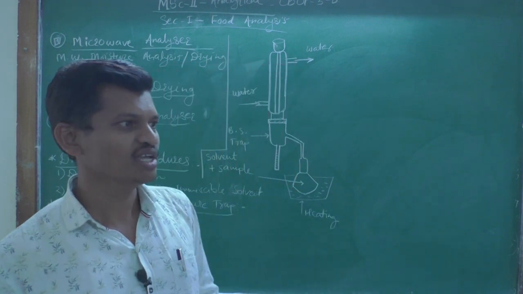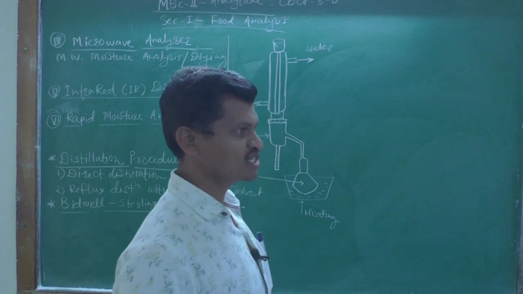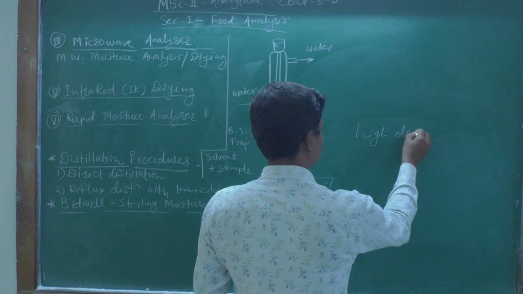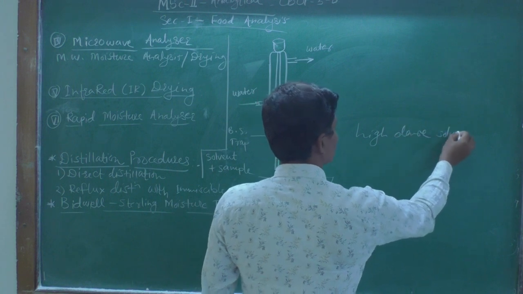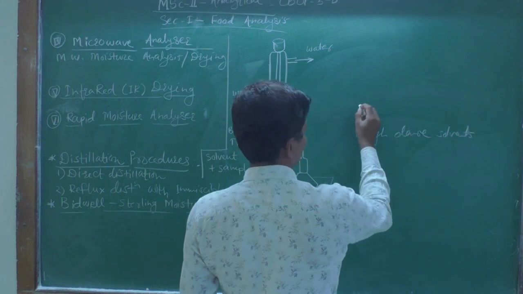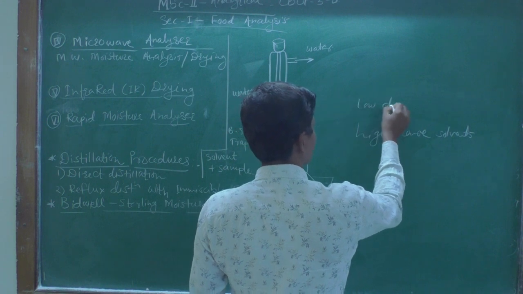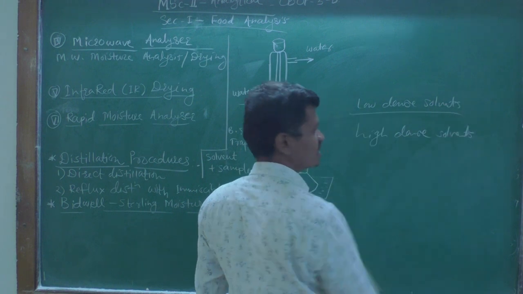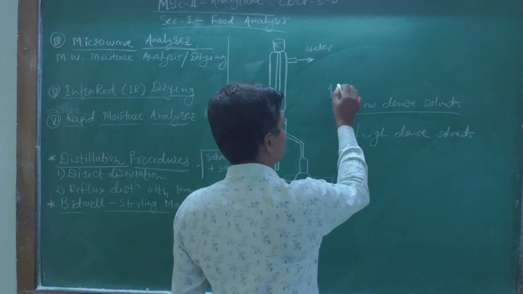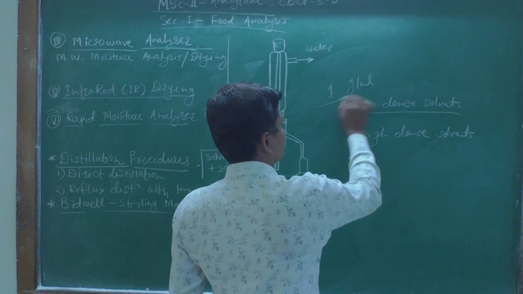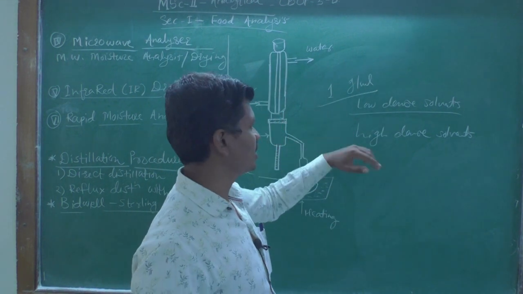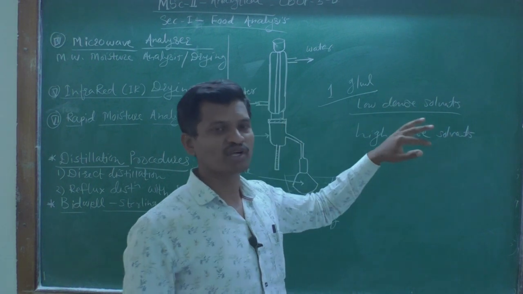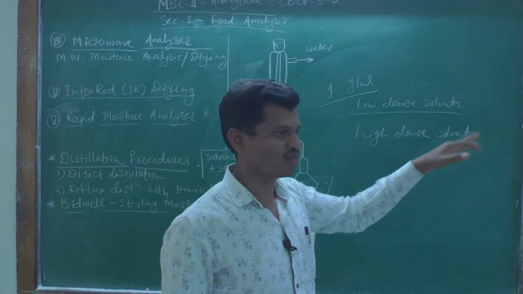Generally there are two types of solvents depending on the density: high dense solvents and low dense solvents. We know that the density of water is 1 gram per ml, and low dense solvents are the solvents having density less than water. For example, ether.